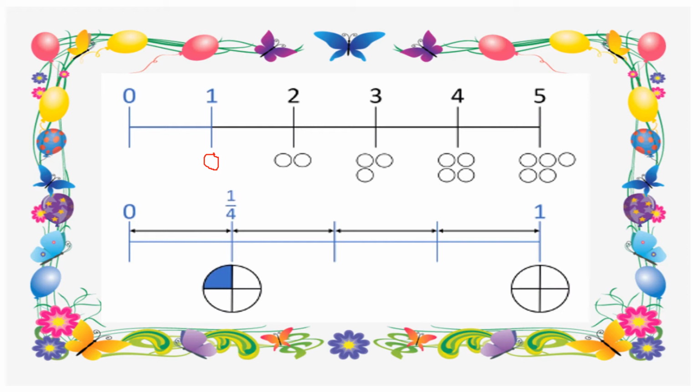So we have 1/4. Next would be 2/4. Next would be 3/4. And the next would be 4/4, which is also equal to 1 whole. Remember, when you divide a number by that same number, it always gives us 1.